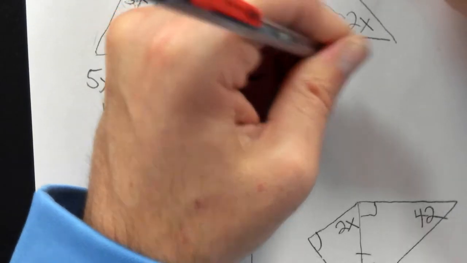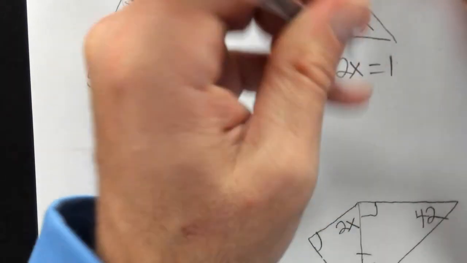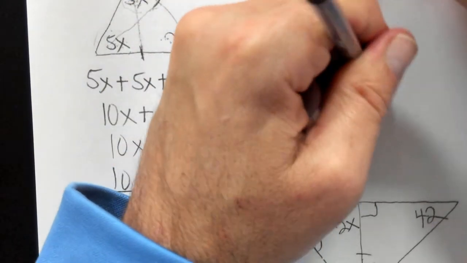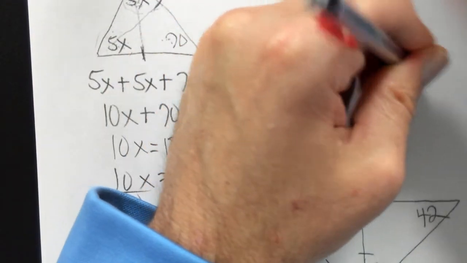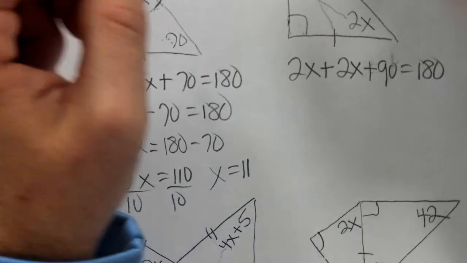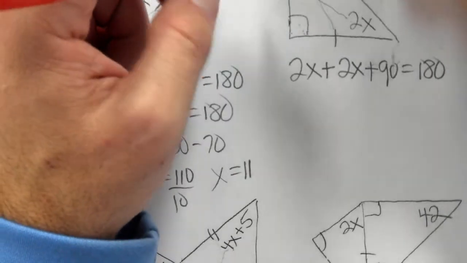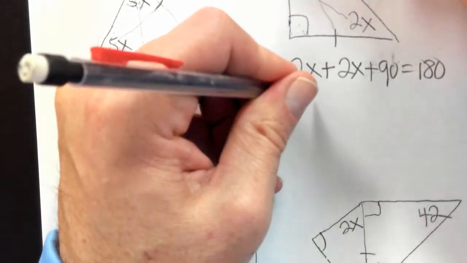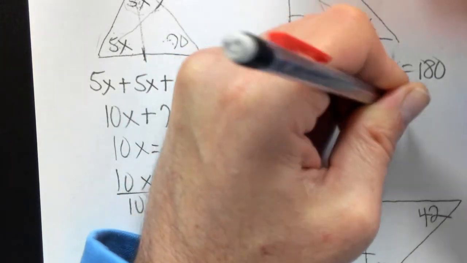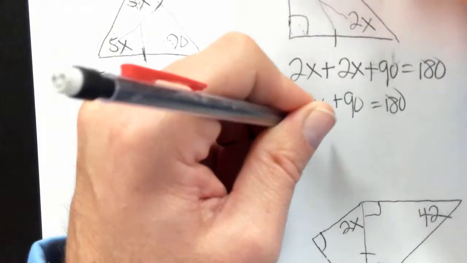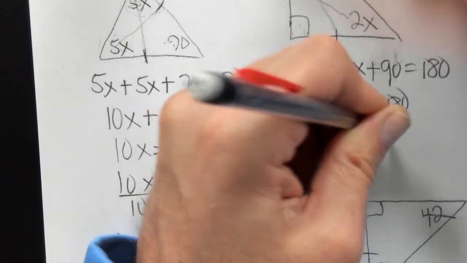2x plus 2x equals, nope, not equals, because we've got a 90 degree, we've got to add that, equals 180 degrees. All right? So again, all three angles on the inside of a triangle add up to 180 degrees. And so now I've got 2x plus 2x equals 4x plus 90 equals 180. I can subtract that now from both sides and get 4x is equal to 180 minus 90.